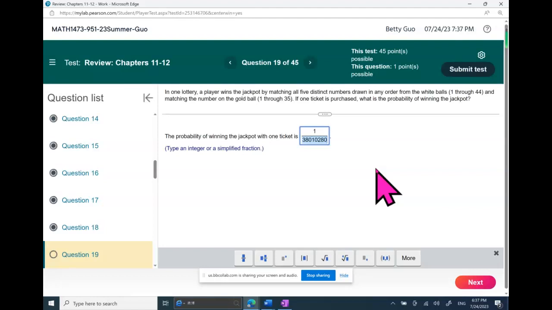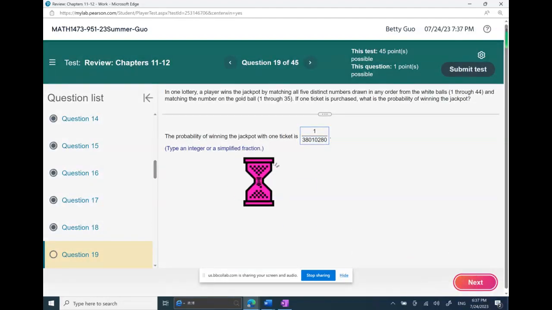38,010,280. Be very cautious about the number you enter. Next.